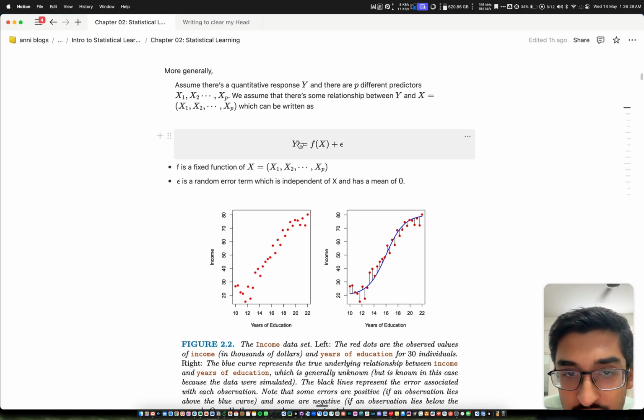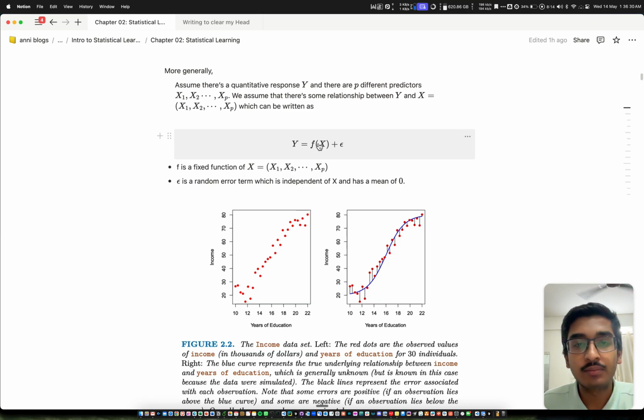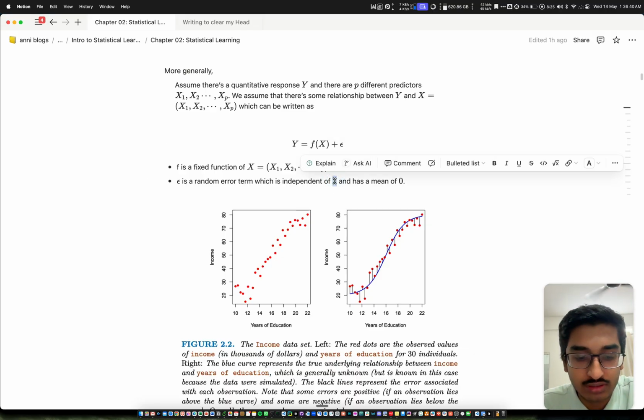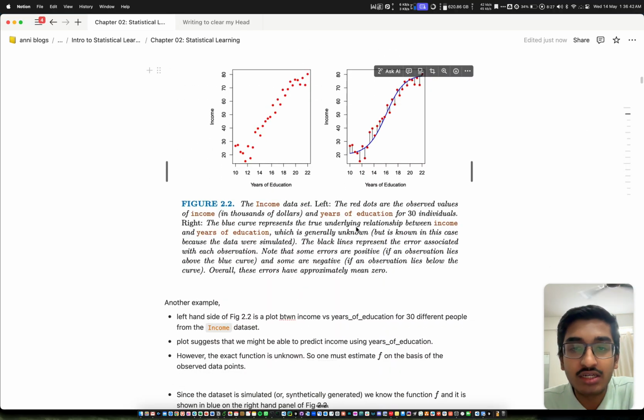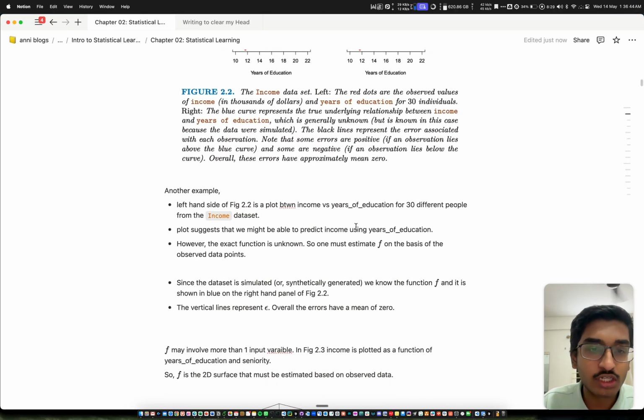So our function is: the response variable Y is composed of a function of the input variables, the predictors, plus some epsilon e. This epsilon e is a random error term, and it's independent of X and has mean 0. So this is something that we really can't account for. I'll motivate this further.